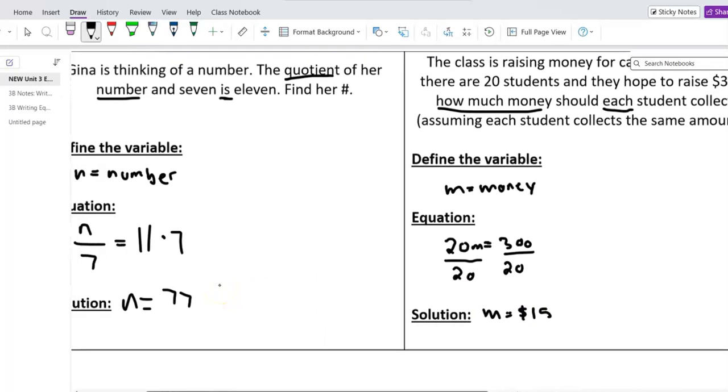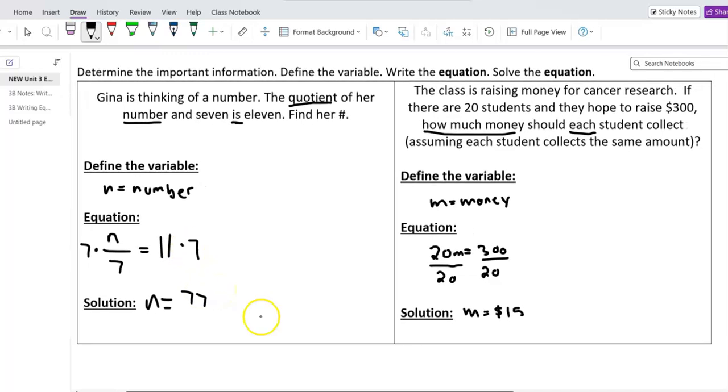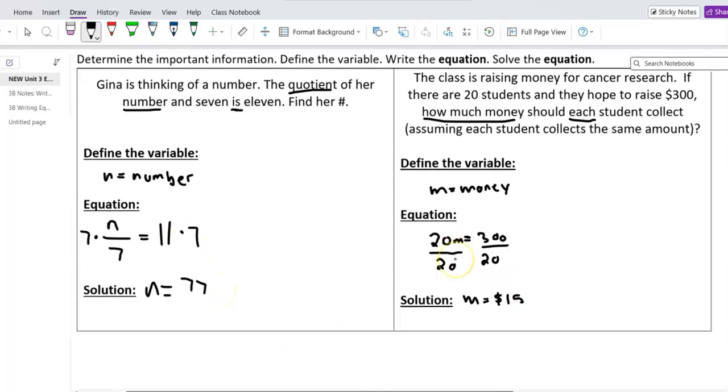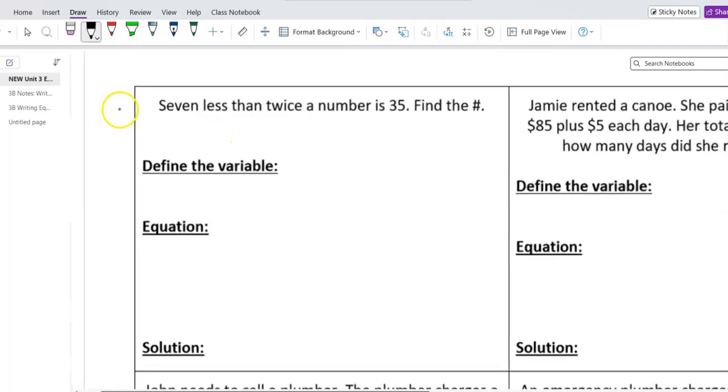This previous problem, it was just a bunch of numbers. There wasn't really any kind of label to put on our problem, but this one, it is money, so dollars. Okay, a few more problems.